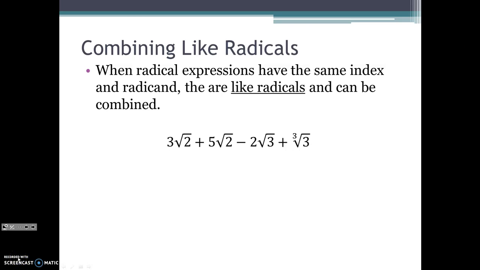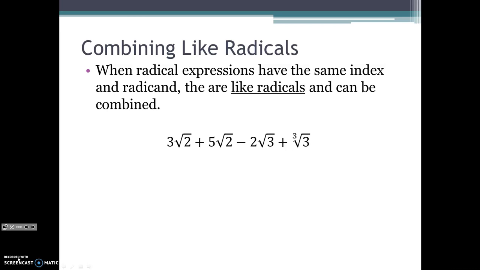Okay, so in this next video, we're going to talk about combining like radicals. This is going to be very, very similar to combining like terms. However, instead of variables like x's and y's, we are now going to have roots or radicals that we are looking at. Okay, so if I'm looking at this example here, I have 3 square roots of 2 plus 5 square roots of 2 minus 2 square roots of 3 plus a cubed root of 3.